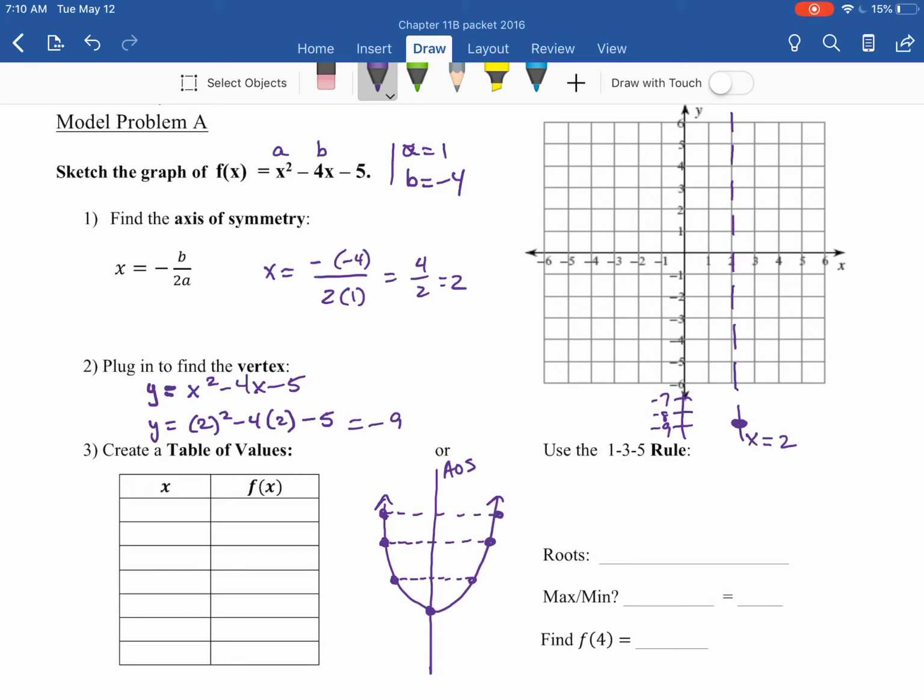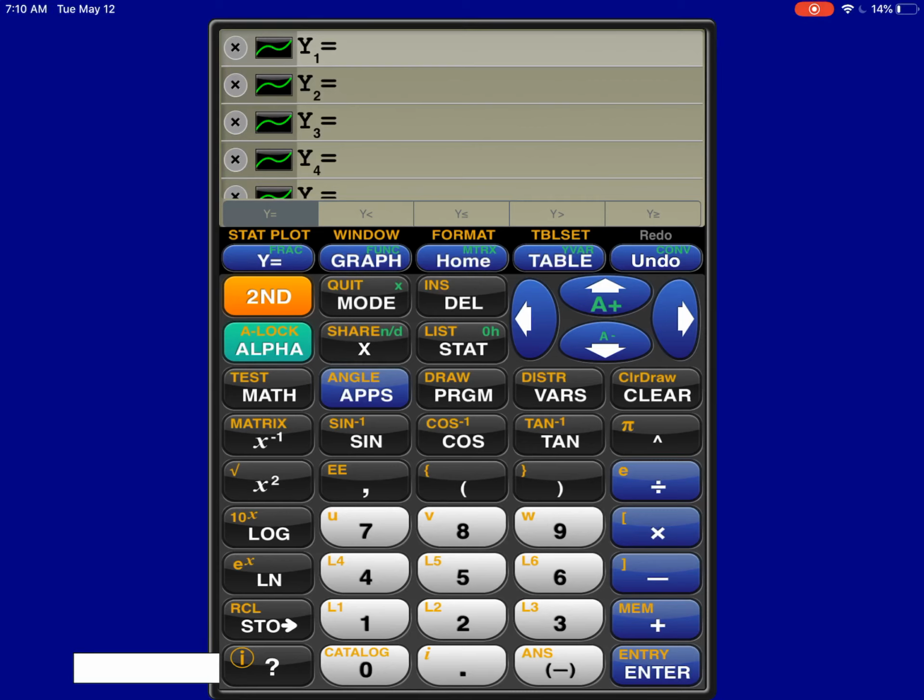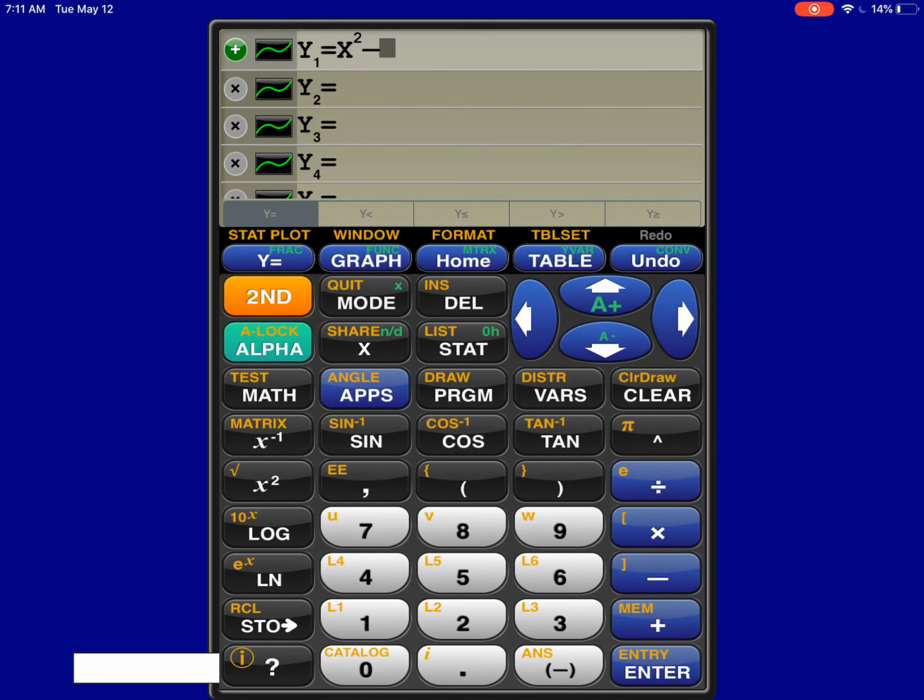There we go. Okay, so graphing calc 83, and we're going to go to y equals, okay, and it was x squared minus 4x minus 5. Okay, now a couple of things you might want to do about your graph.